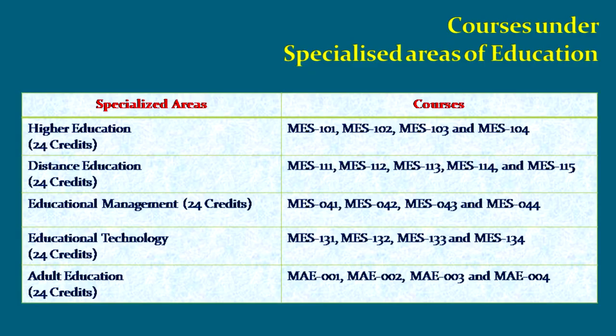Now, let us very briefly go through the different courses that are included in the specialized areas. In higher education, 4 different courses are there, MES-101, 102, 103, and 104. In distance education, 5 different courses are there, MES-111, 112, 113, 114, 115. Then in educational management, MES-041, 42, 43, and 44. Educational technology, this area has recently been revised. You will find the courses MES-131, 132, 133, and 134. And adult education, that is MAE-001, 002, 3, and 4. So these are the courses that are included in the specialized areas.